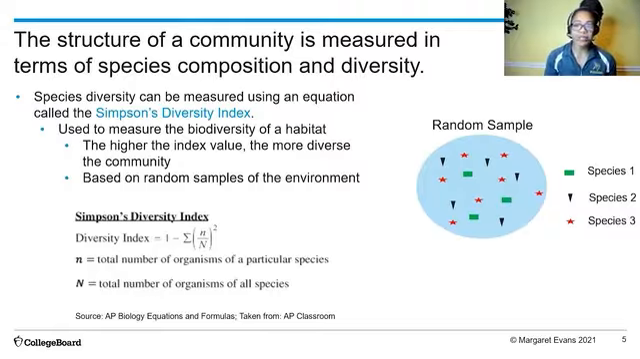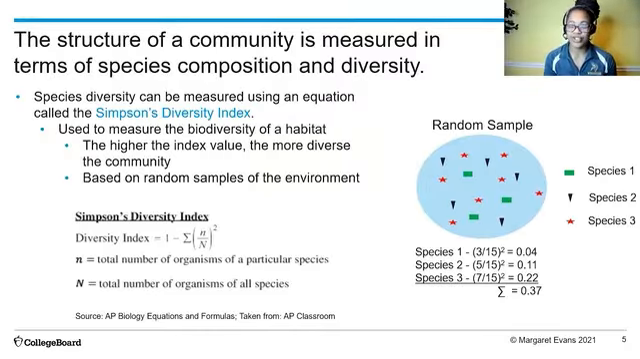Now, in a real live research or field environment, a scientist would go out and take random samples of the environment, and they would make counts and measurements according to the different species that they find within those random samples. So to the right here, we have a diagram that shows a random sample with three different species. And how do we take those values in order to generate the index? If you notice, there are a total of 15 individuals, and you would have to count up each species' individuals, divide that by the total, and square that value.